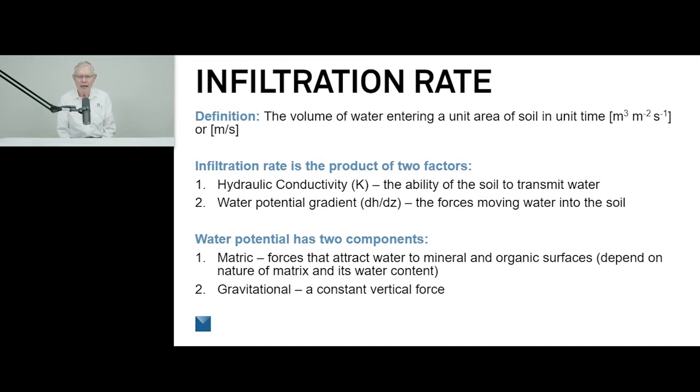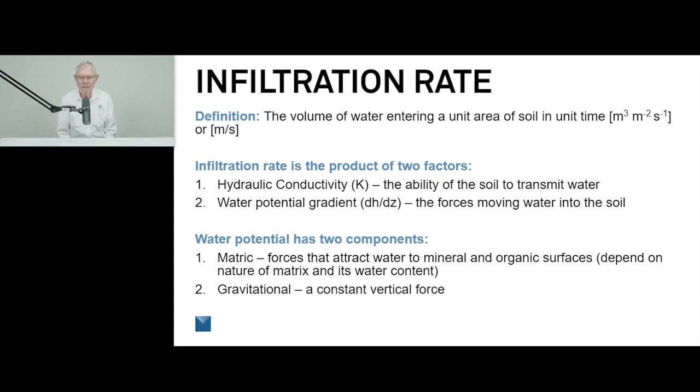Infiltration rate is defined as the volume of water entering a unit area of soil surface in unit time. The units in the MKS system are cubic meters per square meter per second. But the square meters divide out the cubic meters, so we could also give the units as meters per second, the depth of water that moves into the soil per unit time.